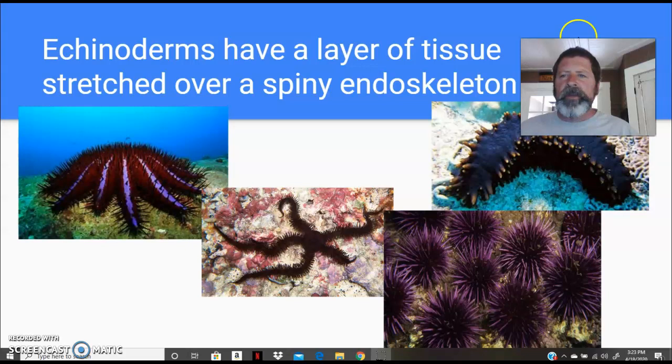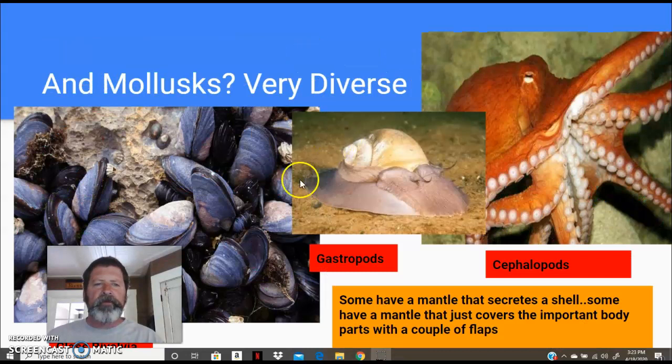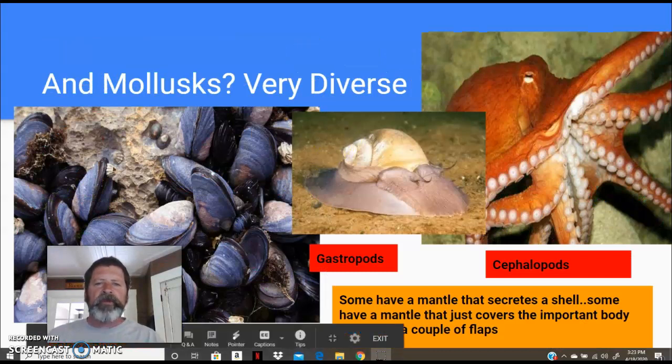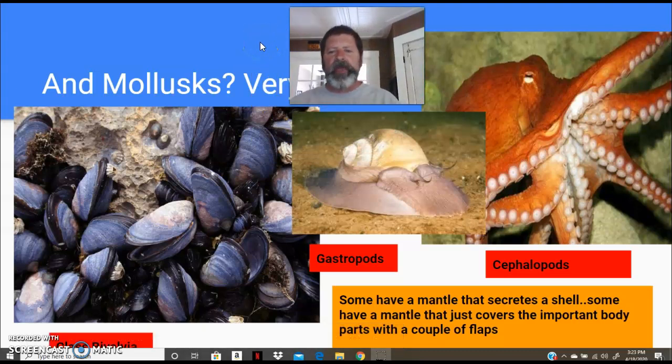And then with the echinoderms, they've got a skin, a soft tissuey skin that's actually stretched over spiny plates. So they have something called an endoskeleton, which is different than an exoskeleton. So they might feel hard, but actually there's a soft tissue right in there. And then mollusks are really diverse. Mollusks have one thing in common. Every mollusk has a mantle. It just reveals itself in different ways.